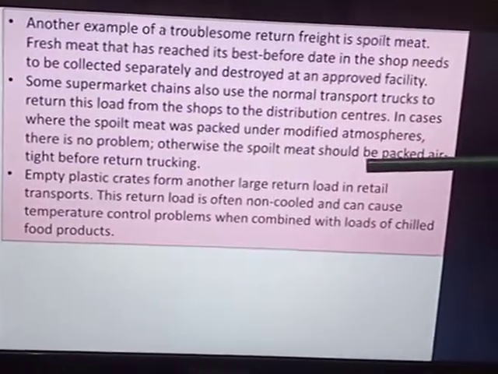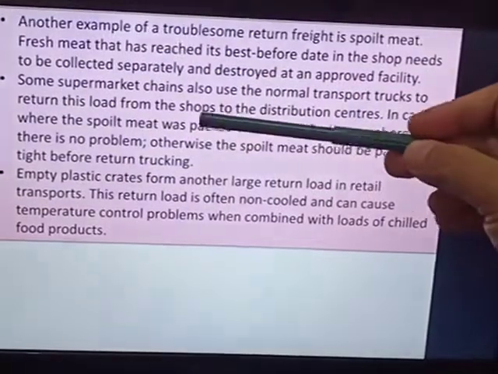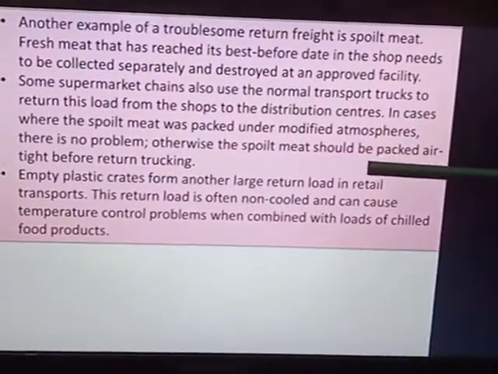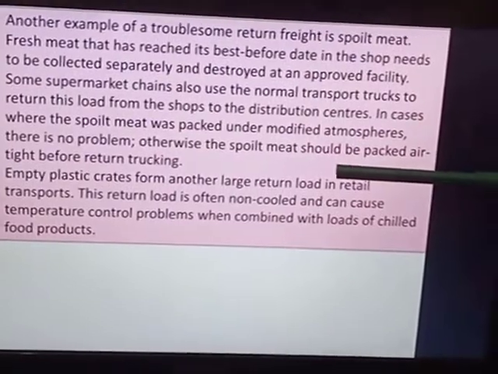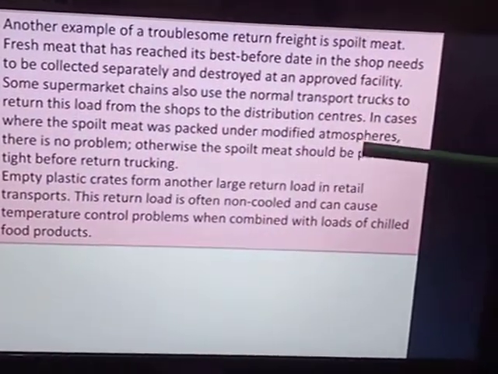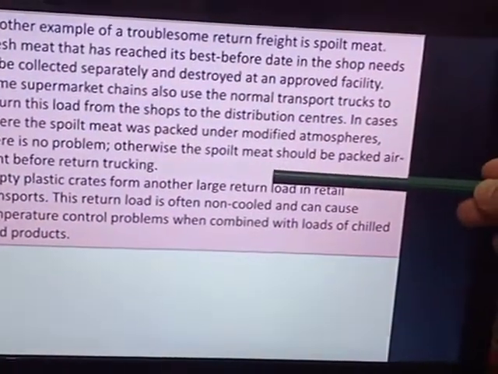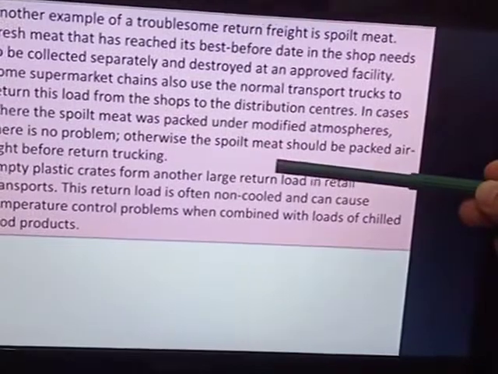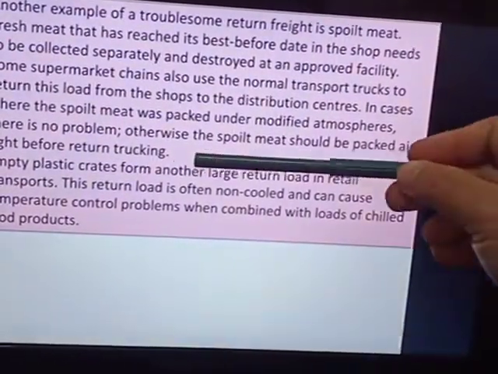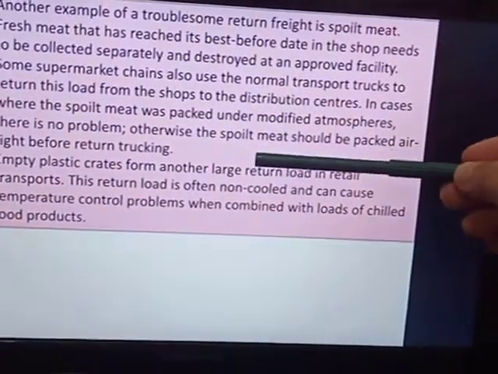Some supermarket chains also use normal transport trucks to return this load from shops to the distribution centers. In cases where the spoiled meat was packed under modified atmospheres, there is no problem because it will be protected from the external environment. Otherwise, the spoiled meat should be packed airtight before return trucking.